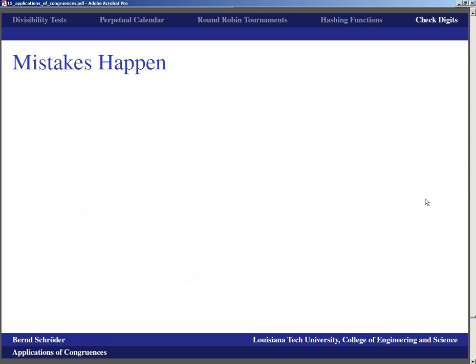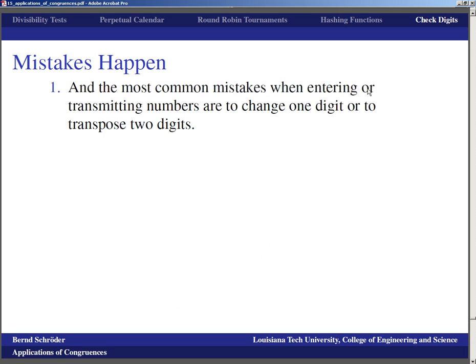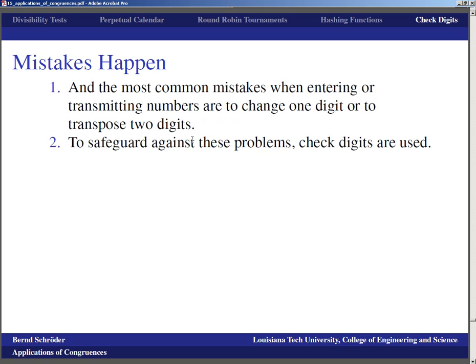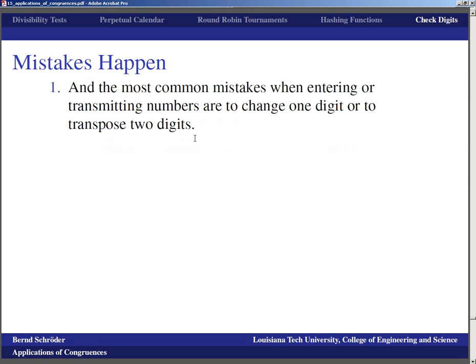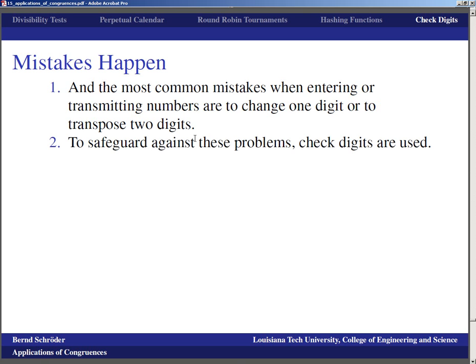Okay, and so now we come to check digits, which are actually in some ways a flip side of hashing, even though they are not directly related, and that is, as you keep records, mistakes happen. And the most common mistakes when entering or transmitting numbers are to change one digit or to transpose two digits. And that is not a mathematical statement. I think that is something people would have to see through observations, but of course it's a very simple psychological experiment that could be set up. You let people type sequences of digits and figure out what the most common mistakes were.